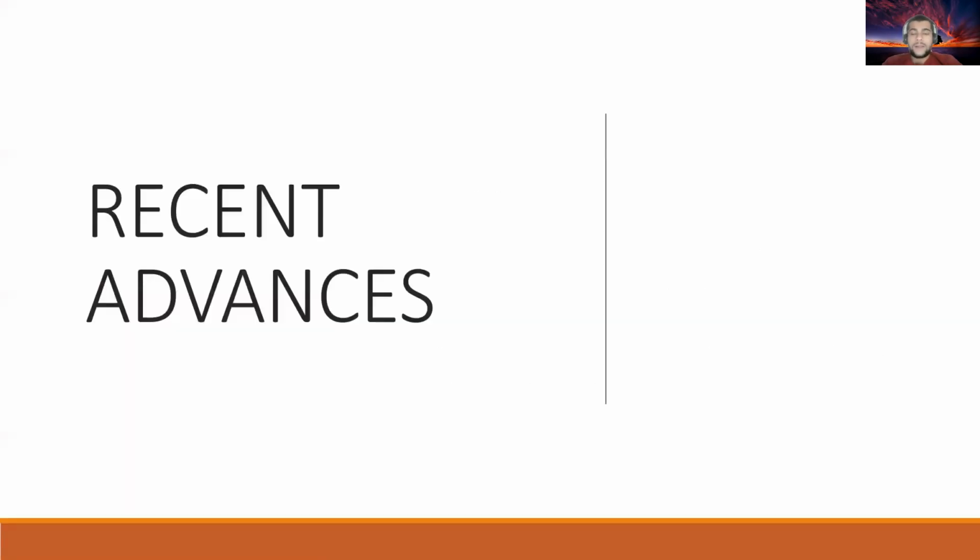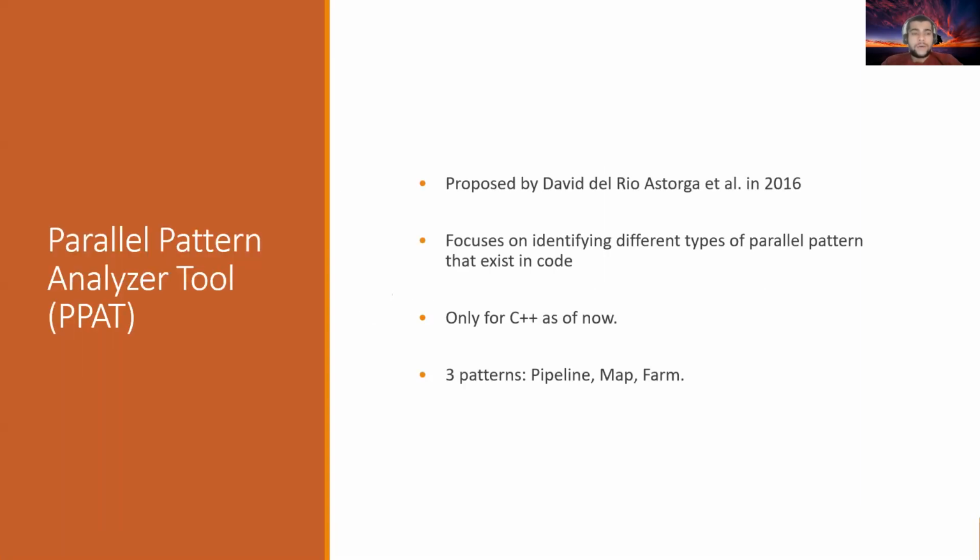Yeah. And then let's go through the recent advances. So okay, this is a static analysis tool, and I decided to include it because the results of this tool, being a static analysis tool, were really impressive. So I thought that I should include this. It has been proposed by David Del Rio Astorga et al. in 2016, which is really recent. It focuses on identifying different types of parallelism inside sequential C++ code. It's only for C++ right now.